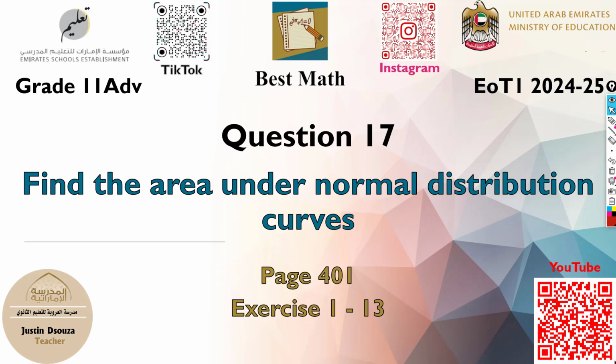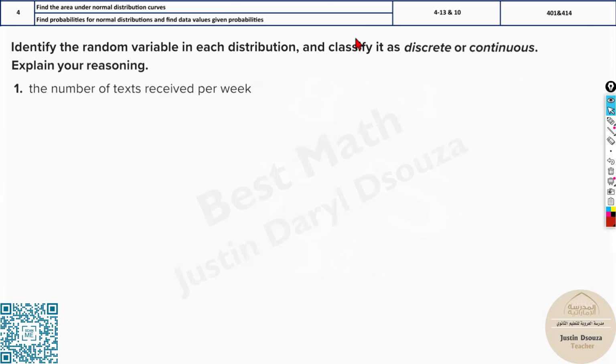Question 17 is about normal distribution curves. You might remember the same questions are there in the writing part, question number 4. So if you have watched that video, then this is the same thing again. The first type of problem is just to identify the random variable in each distribution. Now we need to classify whether this is discrete or continuous, and we need to explain our reasoning.